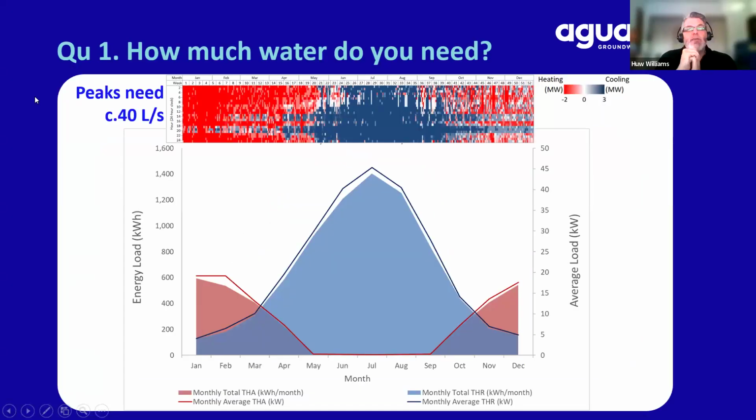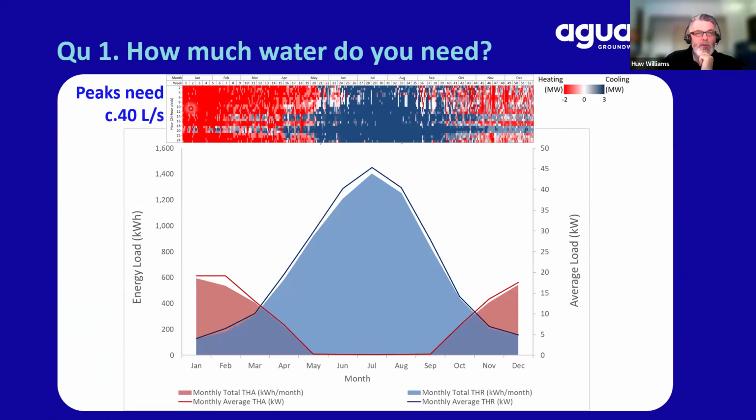How much water? So when I'm asked how much water can I get, the response is nearly always, well, how much water do you need? The top graph there, which looks like a little pixelated QR code or something, has each hour of the day vertically, and each day of the year runs from left to right. You may not be able to see it, but there's January. We have week 1 of January here, week 2 of January, all the way to December. And I've tried to line that up with the monthly plot below.